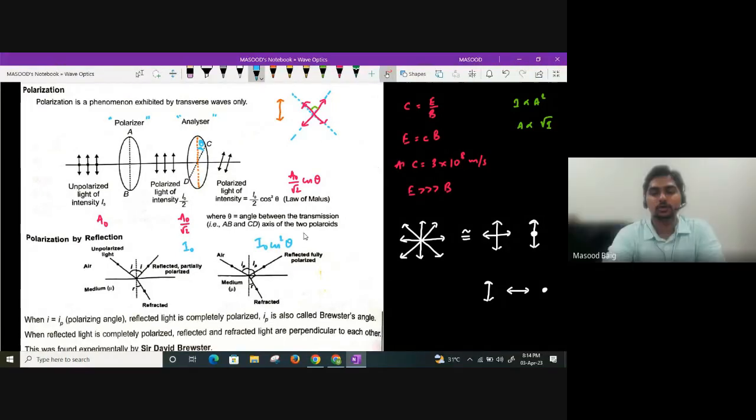Polarization by scattering is not that necessary, guys. When light is passing through the atmosphere, inside dust particles you will have electrons. The electrons will absorb that light and scatter it in different directions. The light which is scattered in all directions will be partially polarized, except in perpendicular directions, where the scattered light will be fully polarized. So that is polarization by scattering, which is not that essential again.